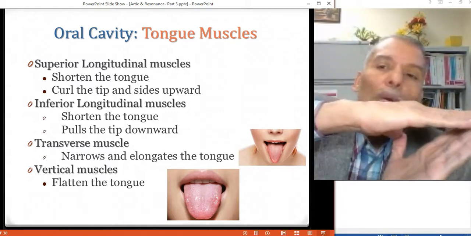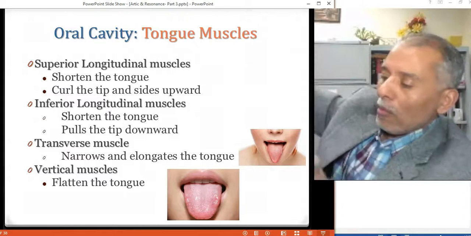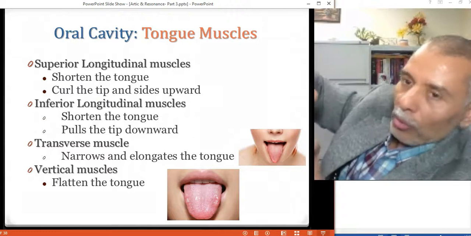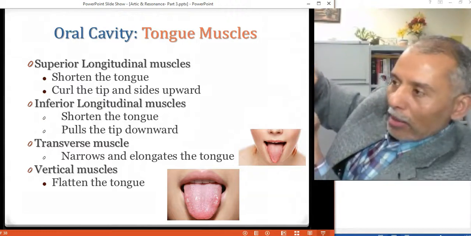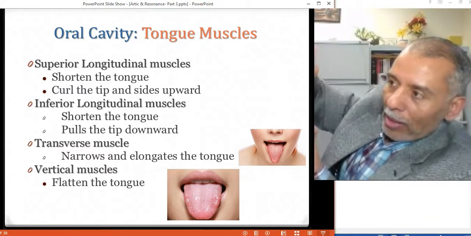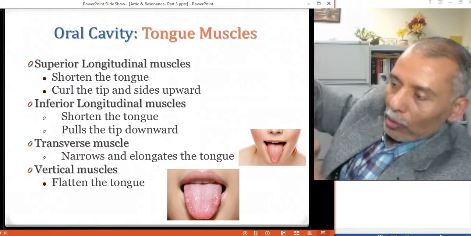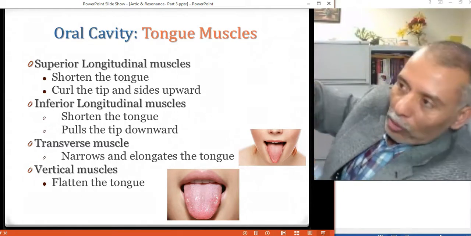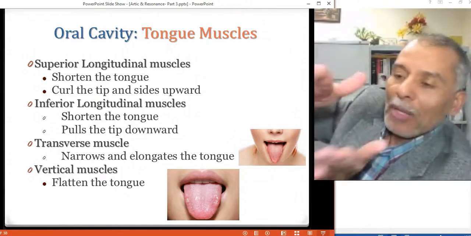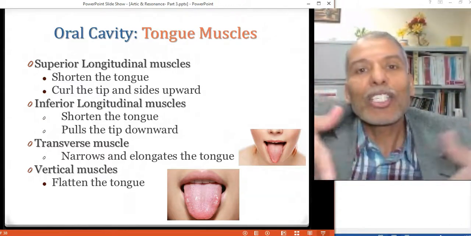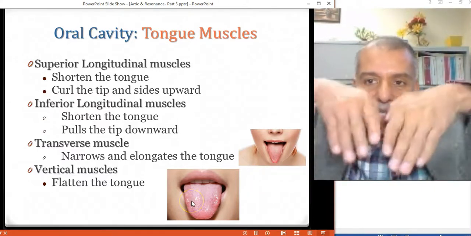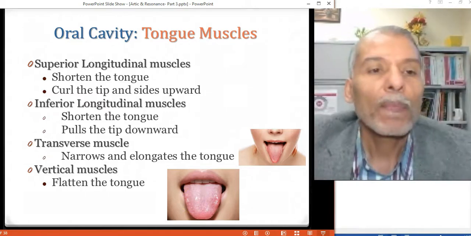Now look at the vertical muscle. The vertical muscle goes from the inferior to the superior longitudinal, and when that muscle contracts, it's going to become shorter. What does it do? It's going to bring the superior longitudinal closer to the inferior longitudinal. It's going to make the tongue thin, and the tissue then will spread sideways. So as you see here in the image, it flattens the tongue.